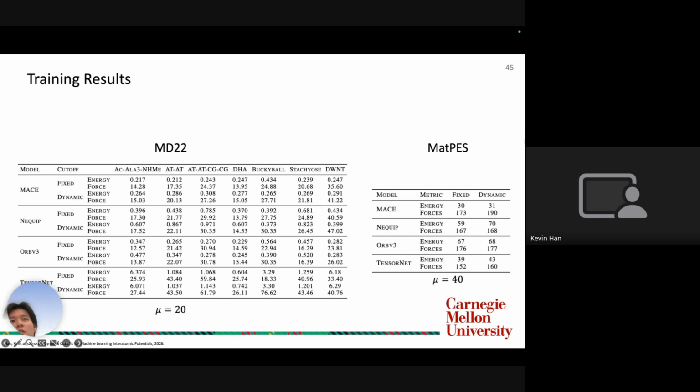And actually, recently we're trying to find ways to minimize this discrepancy even further, just via hyperparameter tuning. So I think there is still a little bit of wiggle room to minimize this discrepancy if some of the training hyperparameters were tuned just very slightly. And for MatPES, we have the results right here. This is a MatPES r2SCAN set, where the target number of neighbors was 40, and the target number of neighbors for the MD22 training runs was only 20.